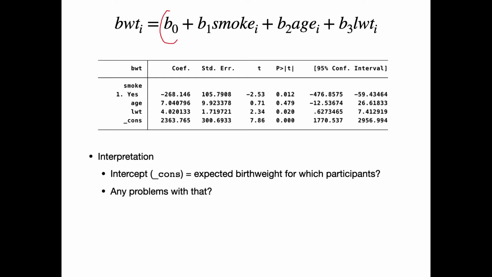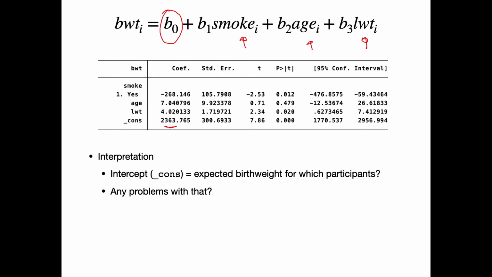Okay, so first let's think about our intercept. As I've told you, the intercept is the expected value of y, or the outcome, when all variables are 0. So we can think about this constant, this 2363 right here, as the expected birth weight for babies whose mothers did not smoke, because there's 0 on that, who also have 0 on age and 0 on weight. And as I'm saying that, you should start to think, wait, that doesn't make any sense. How can age be a 0 value, and how can weight be a 0 value? How can you have no age and no weight? That doesn't make any sense.